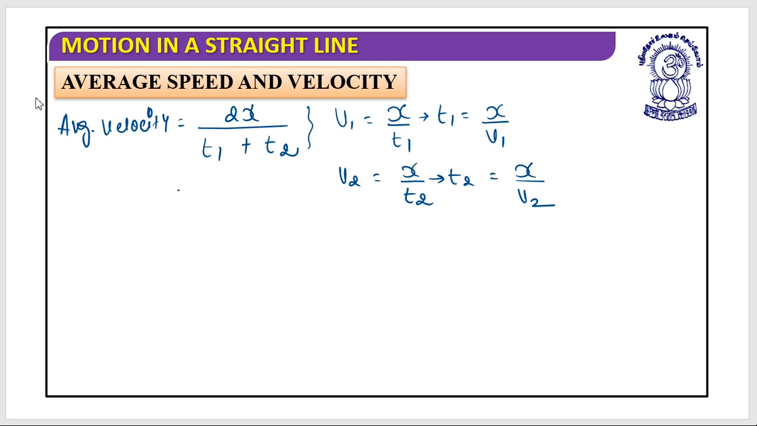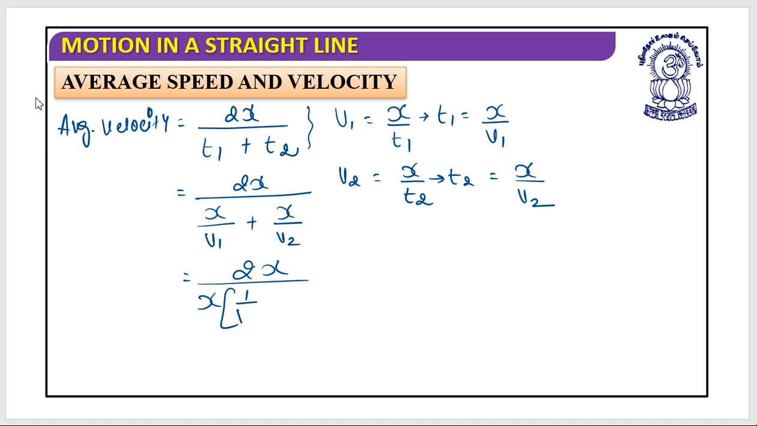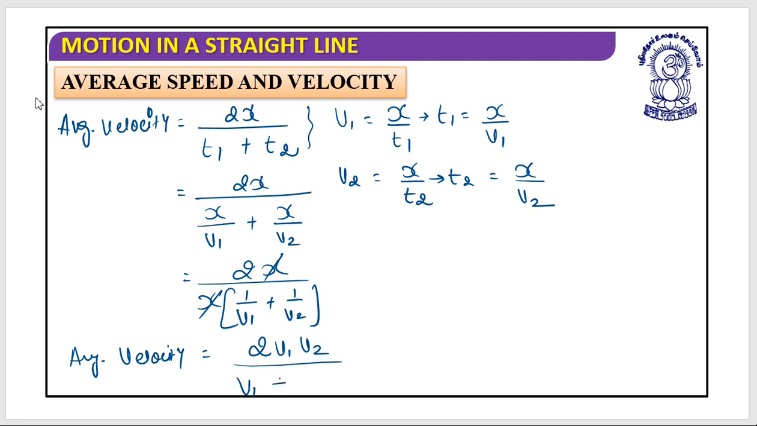Now put in the values. It's 2x divided by t1, which is x by v1, plus x by v2. So that equals 2x divided by x into bracket 1 by v1 plus 1 by v2. Now if I take the LCM of this, I would have average velocity as 2 v1 v2 divided by v1 plus v2. It's an average velocity formula which you should remember. Are you clear? Okay.